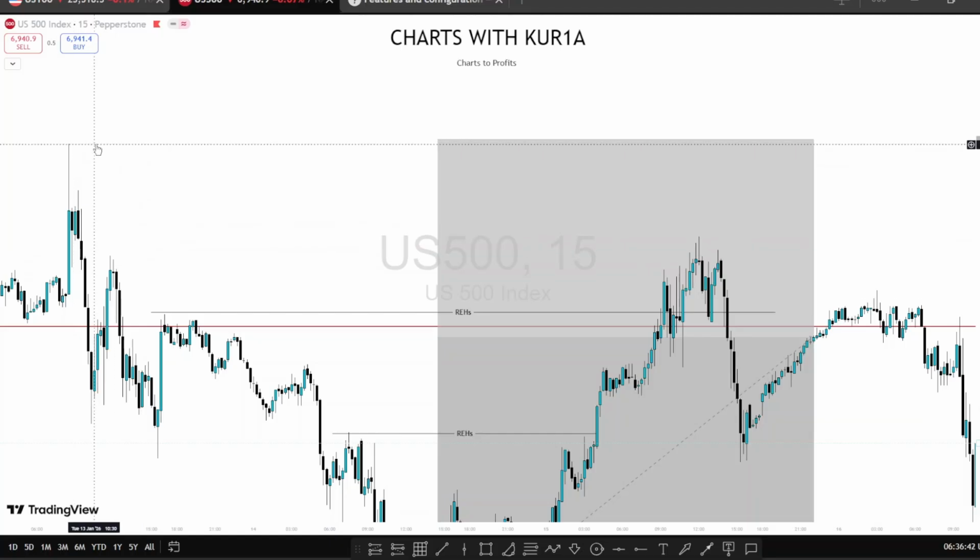That's where I wanted to take the largest position of my day. My largest position was still running, and I wanted to take it off here, and then I would leave another one running to the upside. That's what we call a runner in trading.